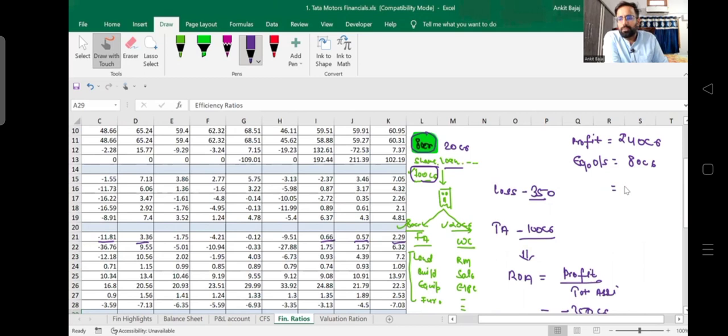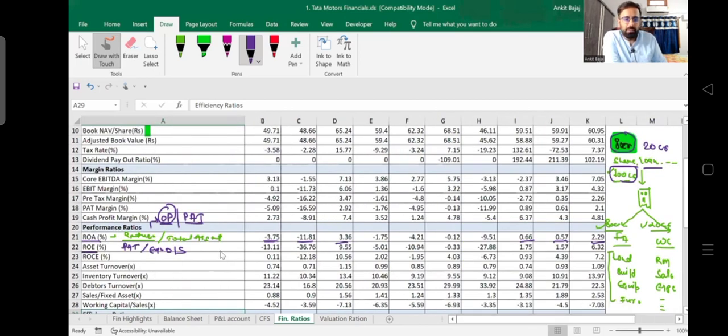So that is going to be profit, that is PAT, divided by equity outstanding. Here the profit is 240 crore and equity is 80 crore. So here you will find the number, that is 3 times.